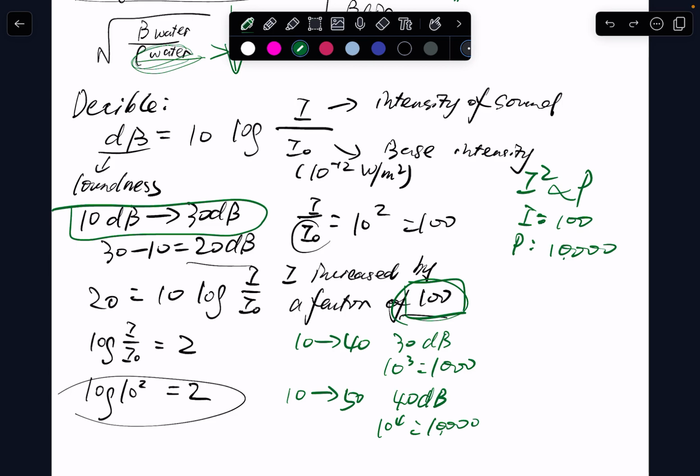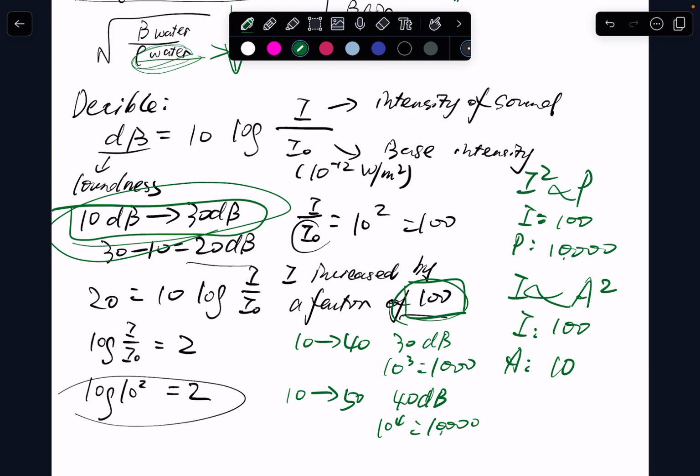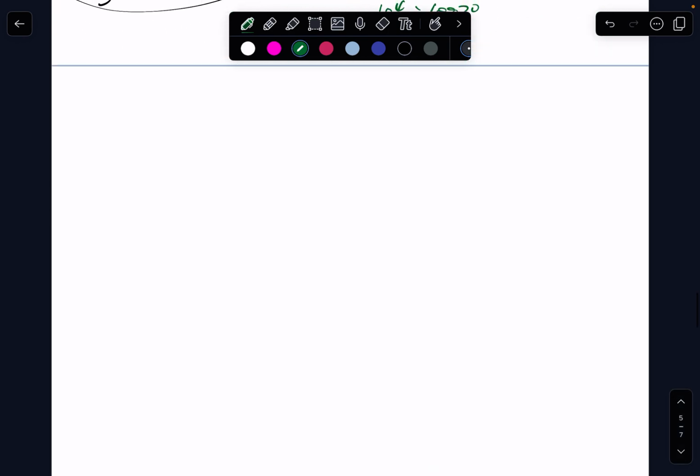What about amplitude? It gives you this again: how does the decibel change, how does the loudness of the sound change, and how does that affect the amplitude of the sound wave? You have to know the relationship that the intensity is proportional to the amplitude squared. So once again, if my intensity increased by a factor of 100, then my amplitude increased by a factor of 10. Those are the relationships you need to know regarding intensity, pressure, and amplitude. I hope that's helpful. Now we can move on to Doppler's effect.